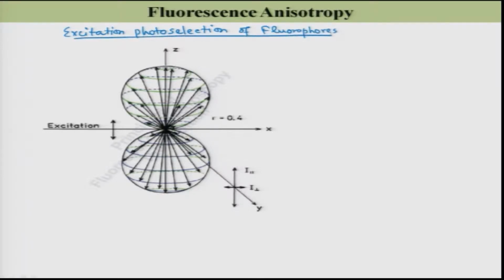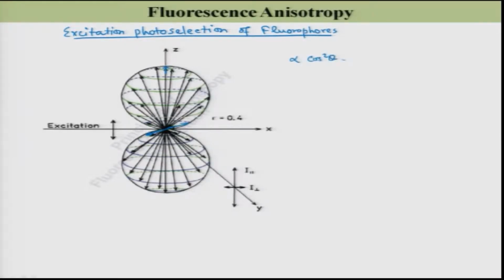This is what I said. The molecules which are oriented this way will be excited, that is sure, but the molecules which are oriented this way also have some chance of excitation, right? That is what I said, and that is proportional to cos square theta if the molecule is oriented at an angle theta from the polarization of the excitation light. So, that will be proportional to cosine square theta.